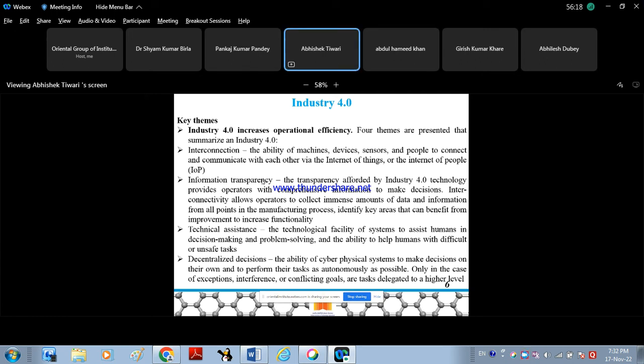Then technical assistance: the technological facility of systems to assist humans in decision making and problem solving, and the ability to help humans with difficult or unsafe tasks. And decentralized decisions: the ability of cyber physical systems to make decisions on their own and to perform their tasks as autonomously as possible, and only in case of exceptions, interference, or conflicting goals are tasks delegated to a higher level.